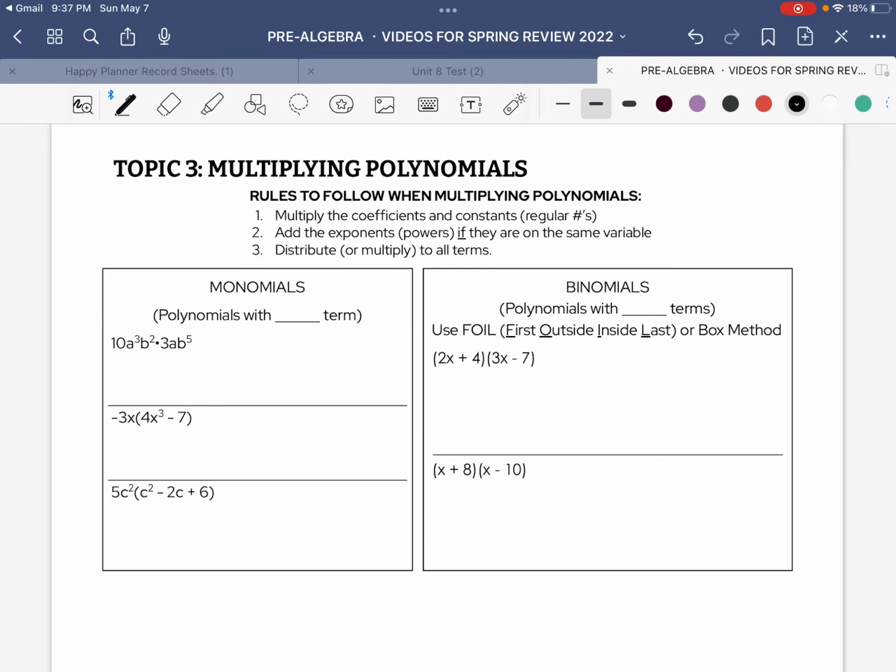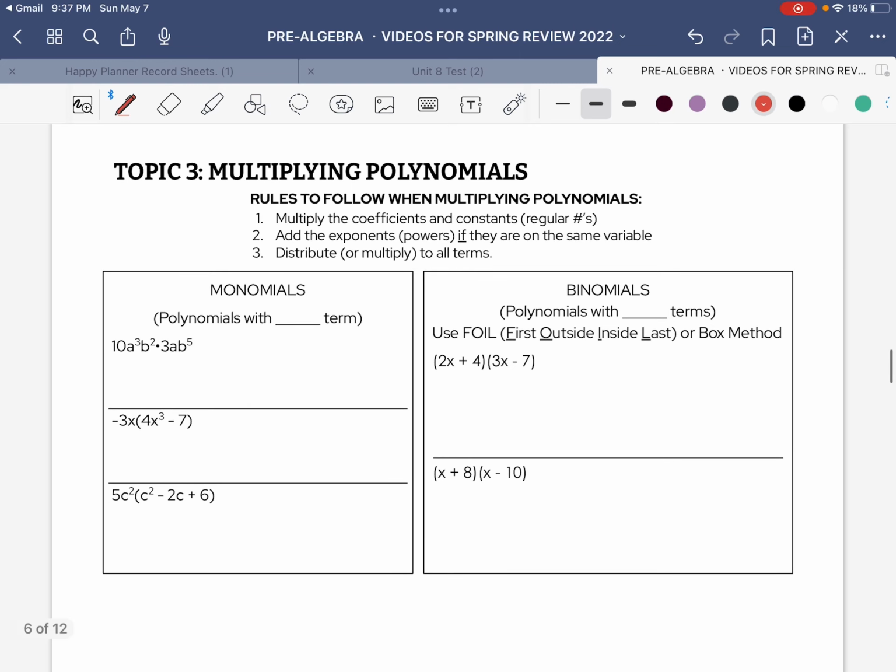Welcome to review topic number 3, multiplying polynomials. Rules you will need to follow as you are multiplying is you're going to multiply the regular numbers or coefficients and constants, and you're going to add exponents or powers. They do have to be on the same variable, but we won't see really anything that doesn't have the same variable in this section. And then just watch out and make sure that you are distributing.